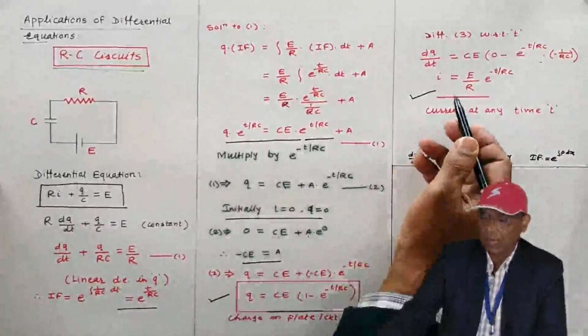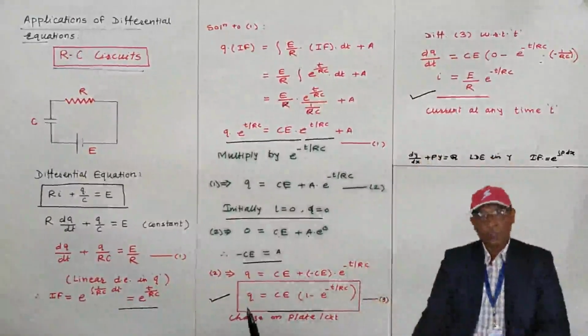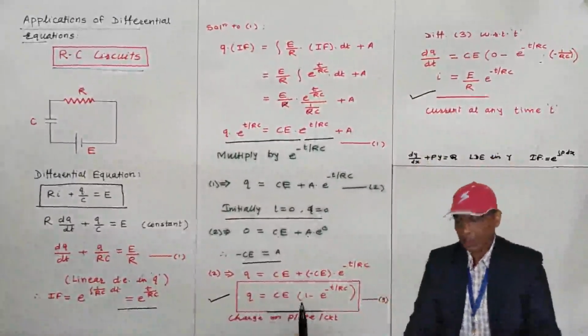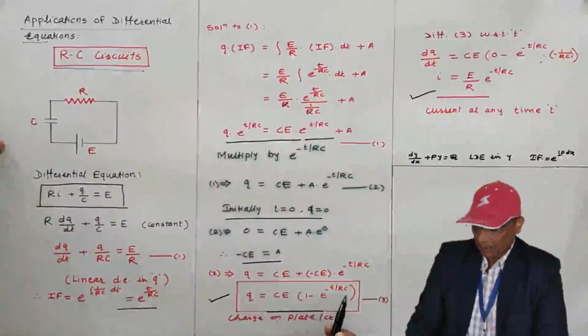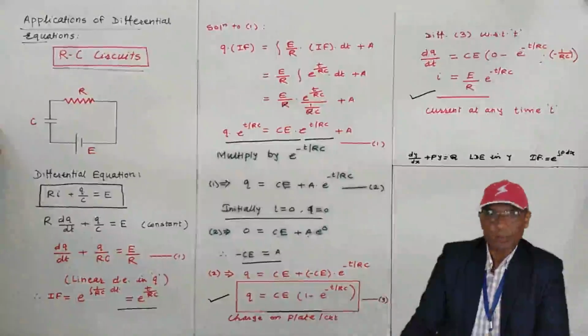So this I will not be repeating now. I will write value of Q, value of I directly. The Q equals CE in bracket 1 minus e to the power minus t by RC. And I is equal to what? E by R e to the power minus t by RC.